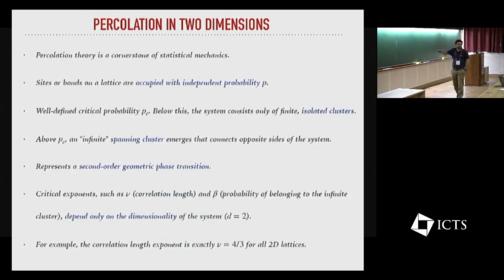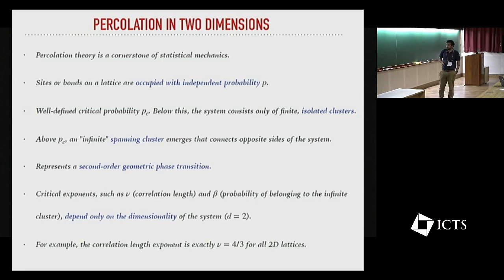Percolation in 2 dimensions has already been introduced to you. It's a cornerstone of statistical mechanics. Sites or bonds of a lattice are occupied with an independent probability p. There's a well-defined critical probability below which the system consists of only isolated clusters. Above p_c, an infinite spanning cluster emerges that connects opposite sides of the system. This represents a second order, purely geometric phase transition.